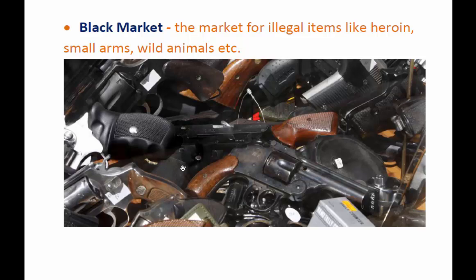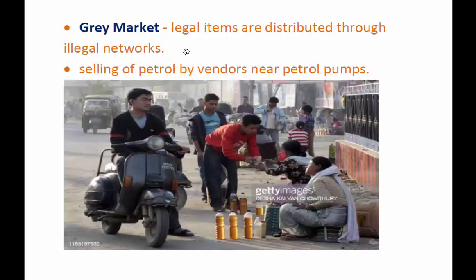Let's go to the next one. Black market is illegal, and there is another type of market called the gray market. The gray market deals with legal items, okay, but they are distributed through illegal networks. One of the best examples is the selling of petrol by vendors near the petrol pumps. I think most of you might have seen this, and most of you might have purchased from this gray market sometimes.